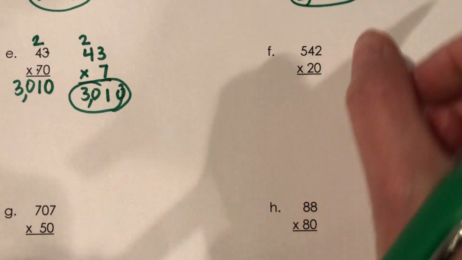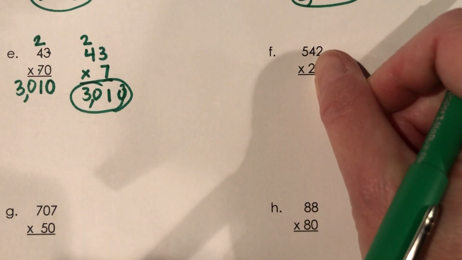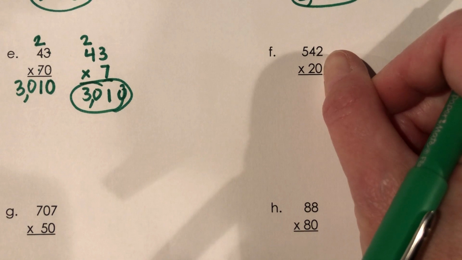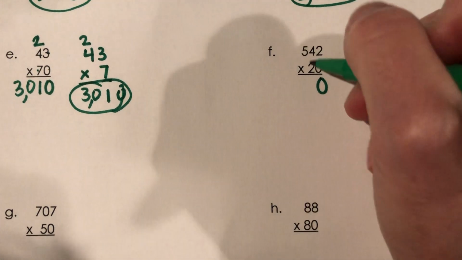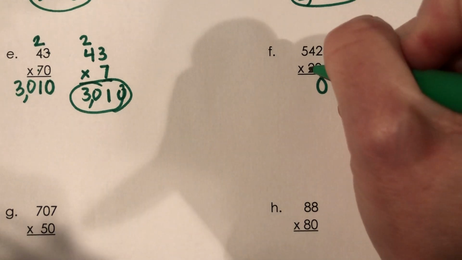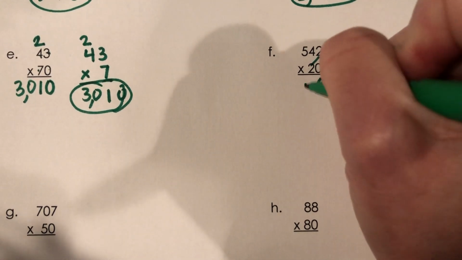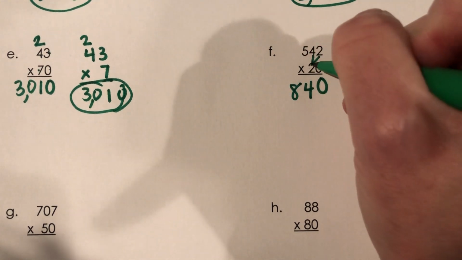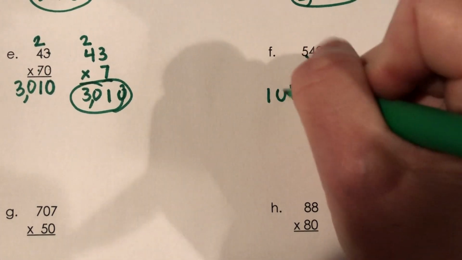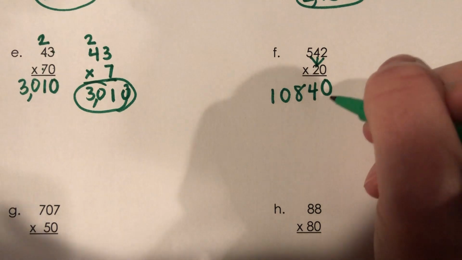So because this is a multiple of 10, I know that I can just do 542 times 2 and put my 0 in after. So I'm just going to put my 0 first, and now I'm going to solve it the same way I would. 2 times 2 is 4. 2 times 4 is 8. 2 times 5 is 10. And I'm going to go 1, 2, 3.